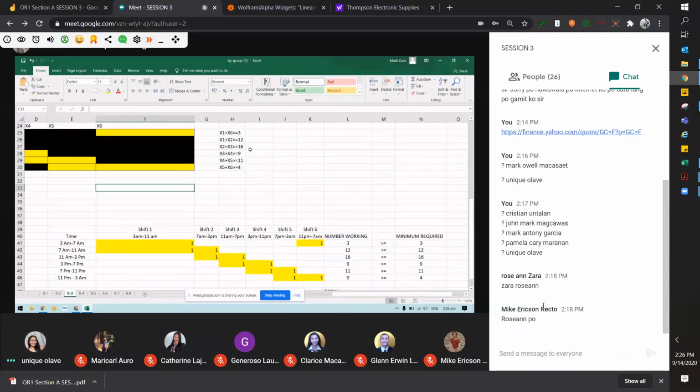Okay, or syempre ang tao kailangan mag-work ng 11 to 3 a.m. to 11 a.m. then 11 p.m. to 7 a.m. Ano ibig sabihin yan, ma'am? Ulit, X1 and X6.